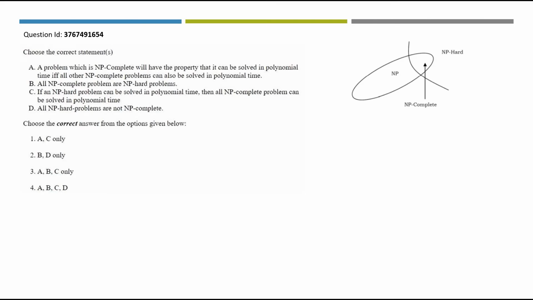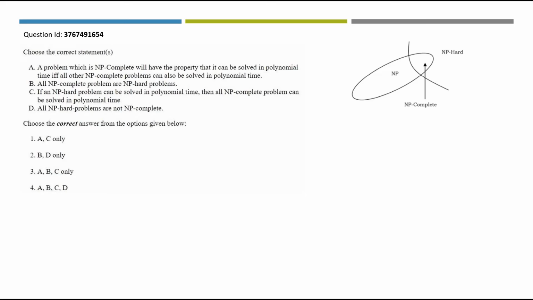This is the diagram that we know about NP, NP hard and NP complete. From this diagram, what you can understand is NP complete problem is an intersection of NP and NP hard. NP hard does not have a closed bound. It is open. Just check this statement. All NP hard problems are not NP complete is perfectly true.